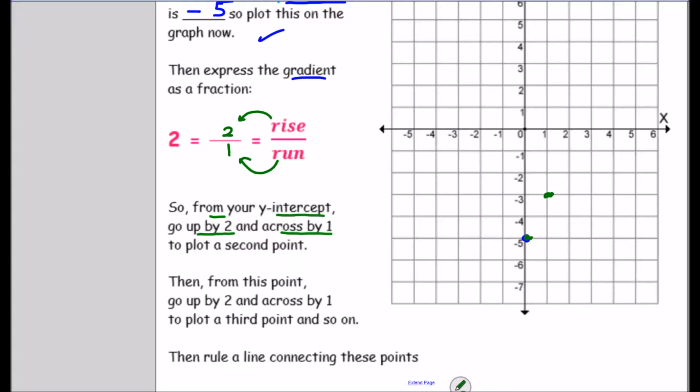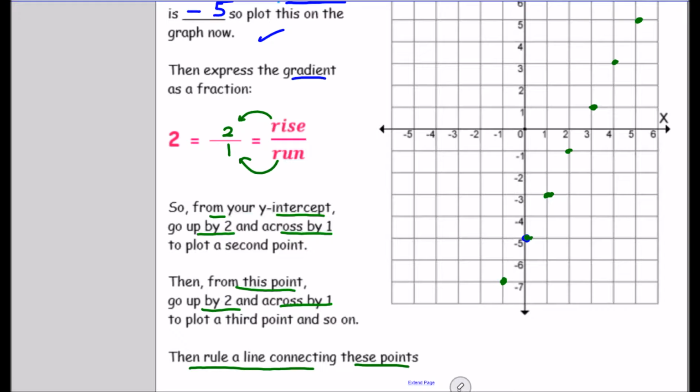Tick, done. Then from this point we just made, go up by 2 and across by 1 again. We're using the gradient to plot more points. And plot a third point. See, I went up by 2 across by 1 and so on. Up by 2 across by 1, up by 2 across by 1. Magic. We can similarly from the y-intercept go down 2 across 1 to continue on the pattern. Now rule a line connecting these points.